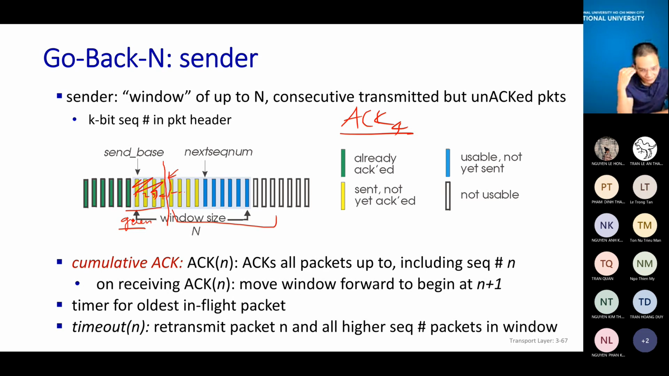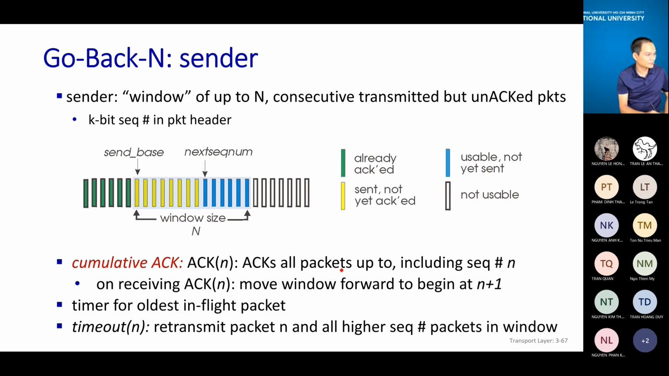It means that I implicitly imply that the receiver already received 1, 2, 3, 4, and it's expecting number 5. So it moves the window forward to begin at n+1. If ACK n is received, it means that the receiver has received everything up to and including sequence n. Remember this one.